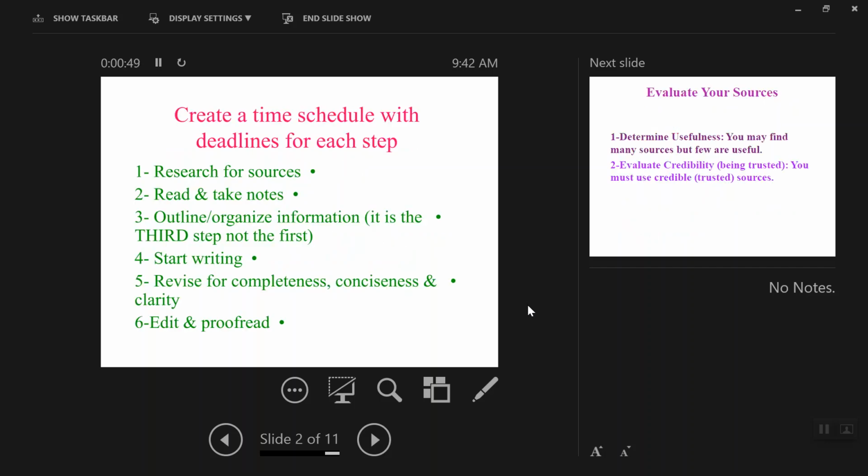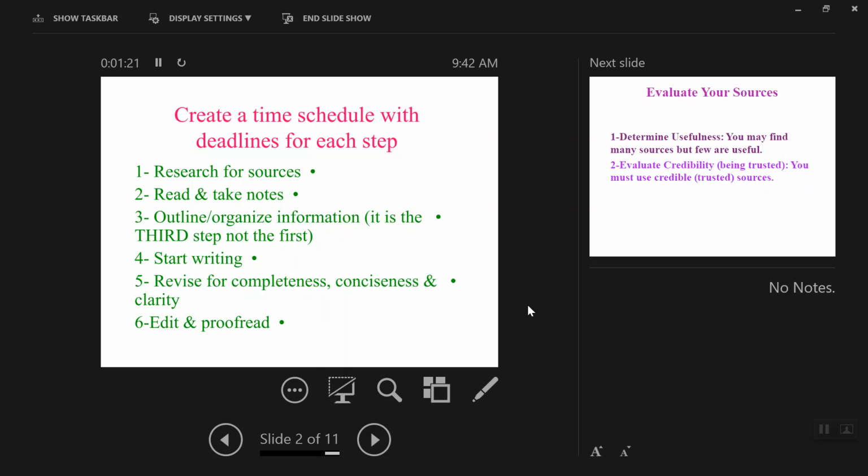Number one, at the beginning, of course, you have to choose a topic. Okay, you know the steps. At the beginning, you have to choose a topic. Then after choosing a topic, you have to create a schedule with deadlines for each step. You have steps. As I said, number one is choosing a topic. Second step here, we have research for sources.